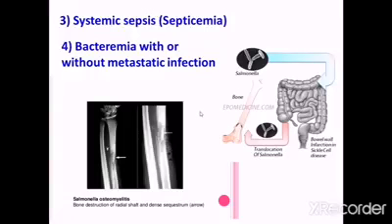Similarly, there can be pneumonia, meningitis, and vascular graft infections in which mostly Salmonella is involved, and aneurysms, especially aortic aneurysms. They are sites of metastatic abscesses. So there can be bacteremia with or without metastatic infection.